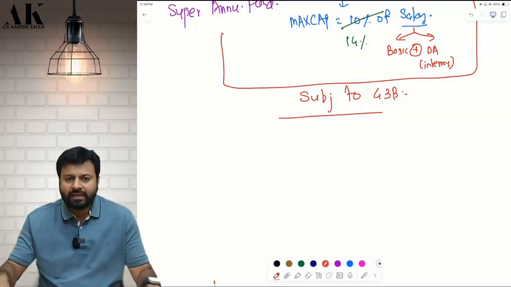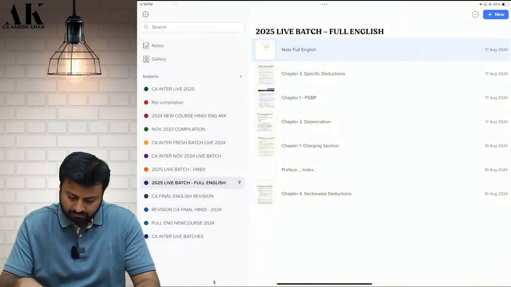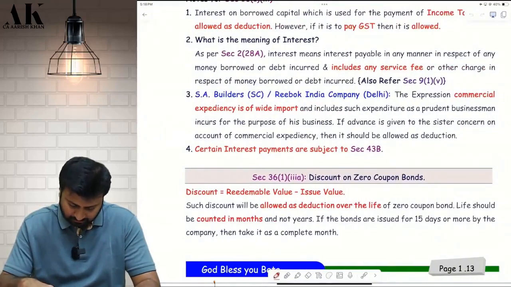So is everyone clear with these three deductions? Please tell me. Tell me fast. Yes, sir.